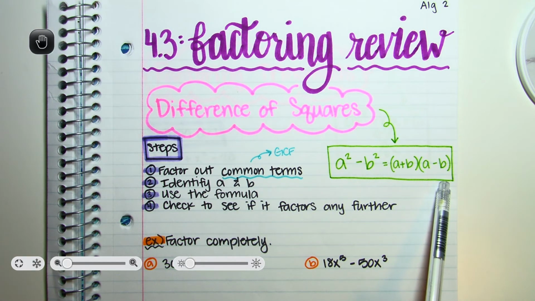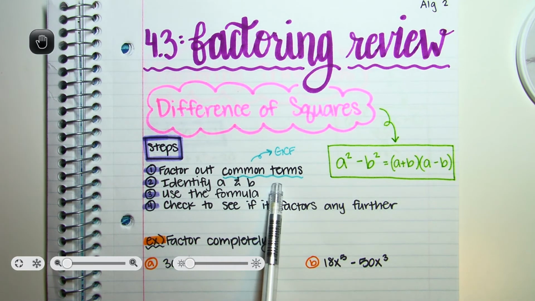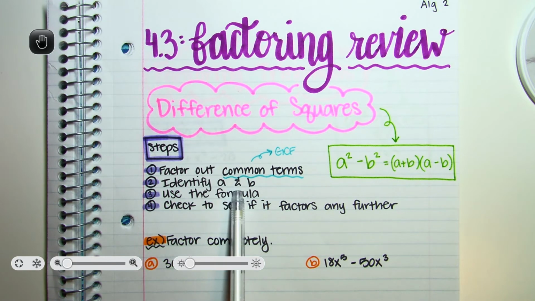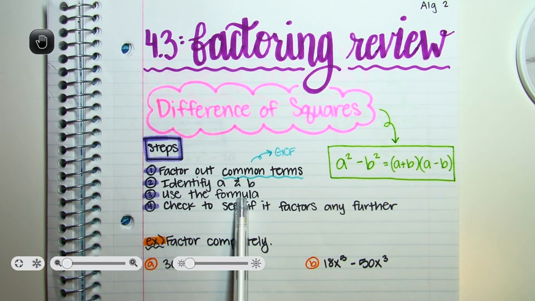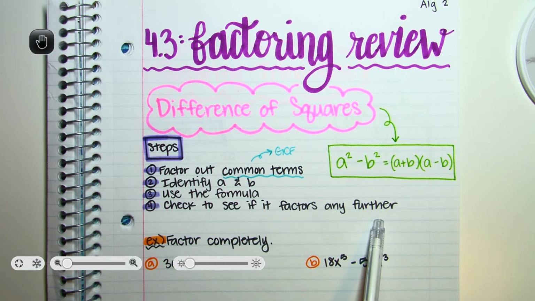So it's actually a super nifty trick to know how to do because you can factor it without actually showing any work. So the steps to doing this is factor out any common terms. So if they have a GCF, factor it out. Identify what your A and B values are. Then use your formula. And then check to see if it factors any further. Because sometimes if you do the difference of squares, you're actually left with another thing that you can factor after that, which we'll look at in the examples.